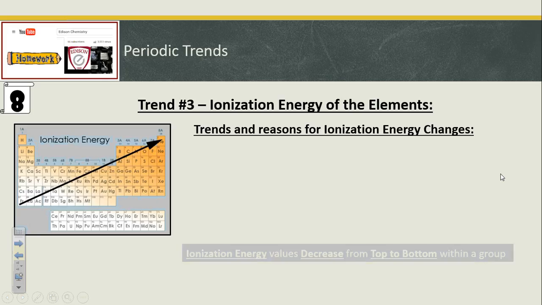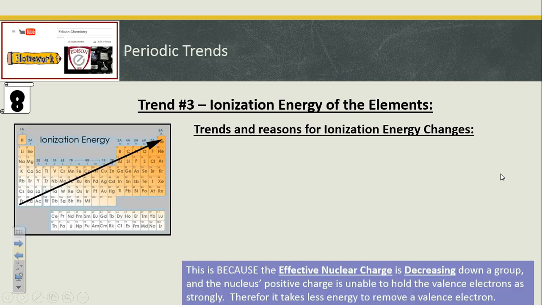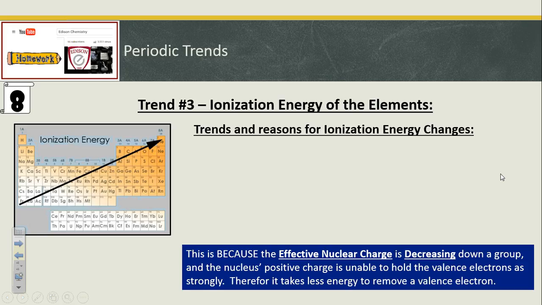Let's talk about top to bottom. Ionization energy values decrease from top to bottom within a group. Why? Well, effective nuclear charge is decreasing as you go. There are more shells of electrons shielding the nucleus from the valence shell. So it's easier and easier to remove that valence electron as you go down a group from, say, fluorine to iodine and astatine and so on.